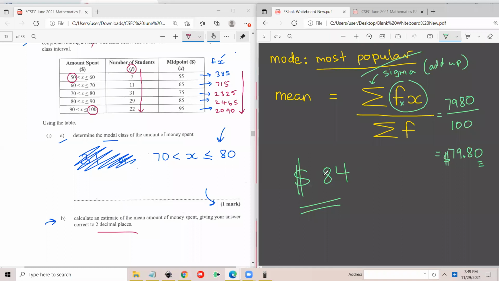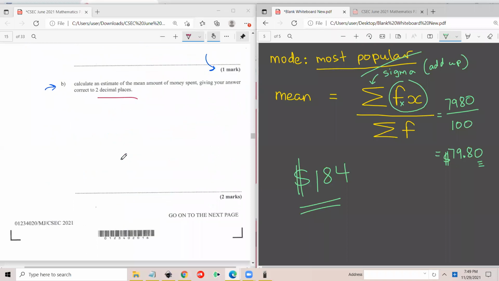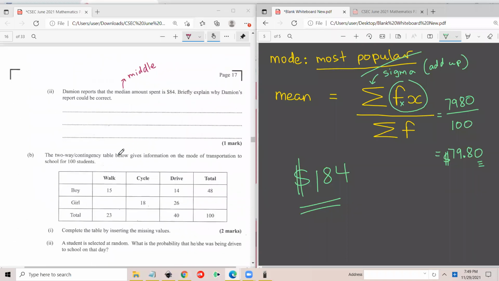Now, if somebody came and said somebody spent $184, I could understand why somebody would discard that report, because 184 is clearly out of the range of the table. So I have to put that in words for you. This was a kind of common sense question. I guess a lot of students would have overthought it.